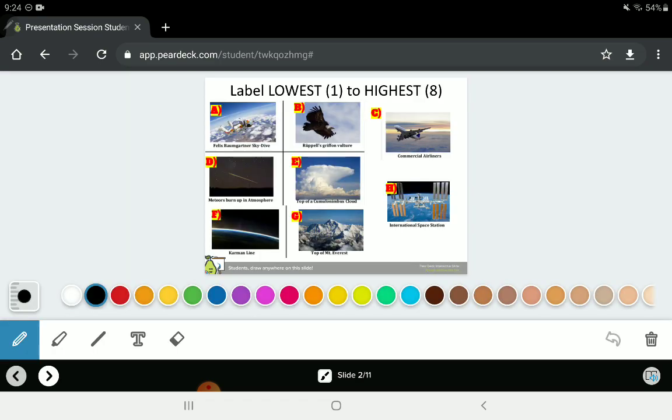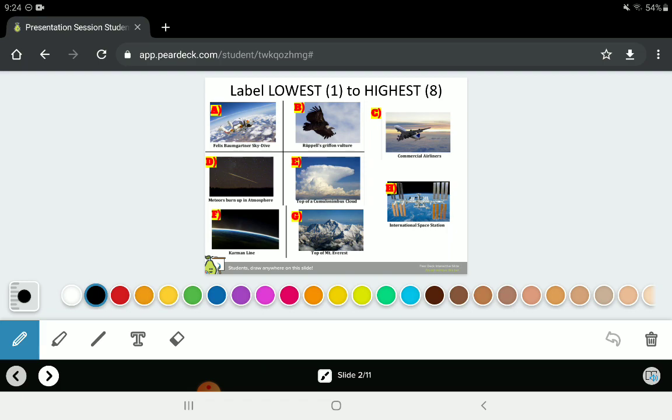So here you're going to go ahead and label these. We have A is Felix Baumgartner's Skydive. If you look at that picture and you haven't watched the video yet, go back and watch that video. We have Ruppel's Griffin Vulture as B. We have C, Commercial Airlines. D, meteors when they burn up in the atmosphere.